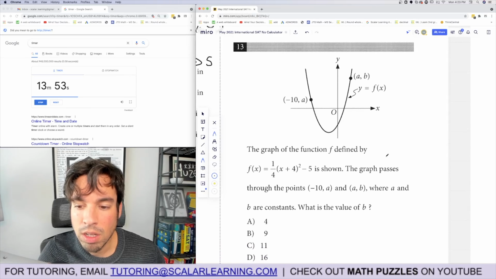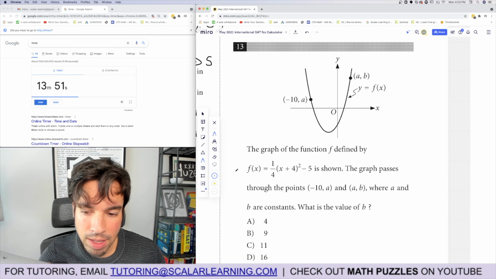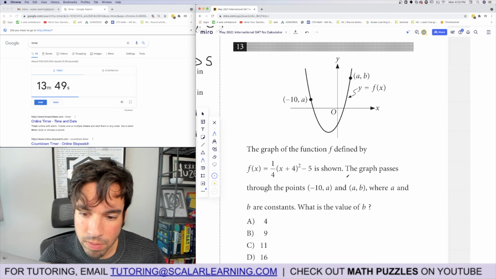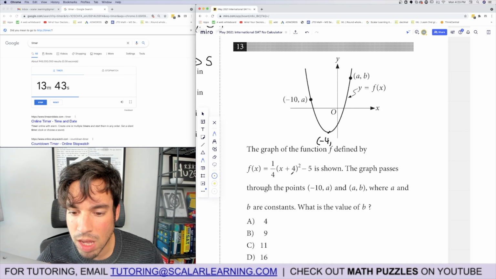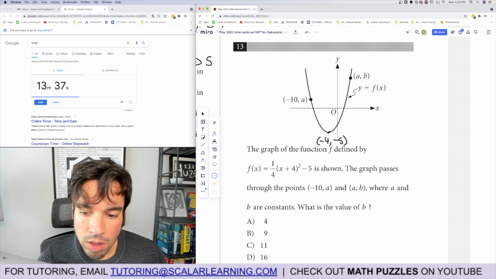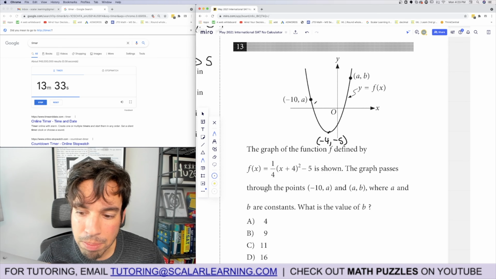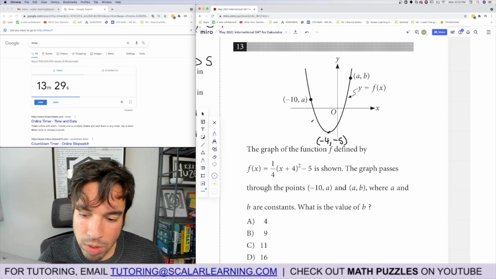Number 13. The graph of the function f defined by this is shown. Okay. That means the vertex, I'm just going to put this in. Sometimes I like to do that. The vertex is at -4, because remember, it's the opposite of that. -5. That's cool. That's helpful. The graph passes through the points -10, a and a, b, where a and b are constants. What is the value of b?